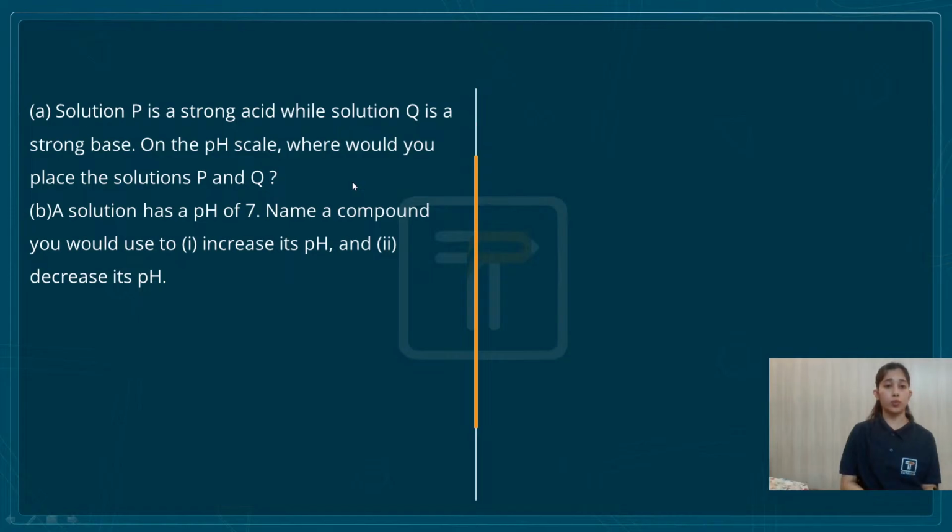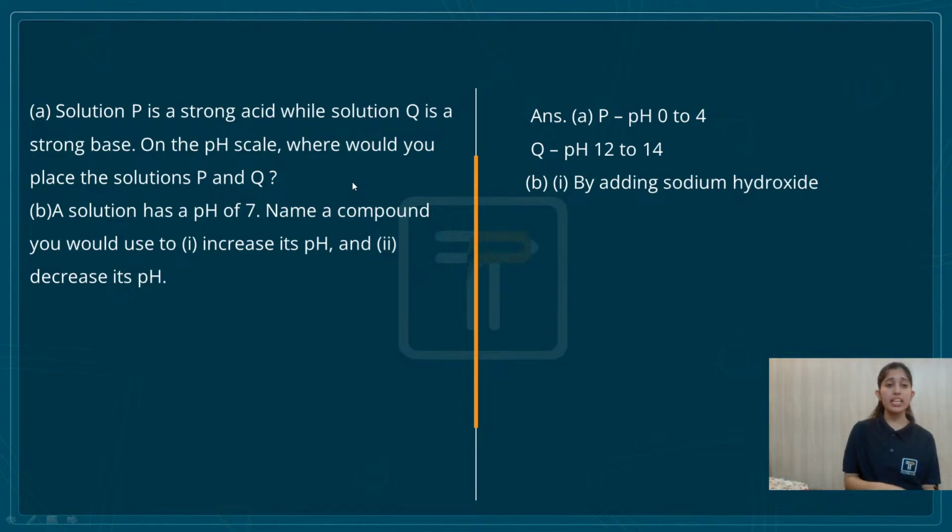Okay, so let's solve the first one. Solution of P is a strong acid while solution of Q is a strong base. On the pH scale, where would you like to place the solution P and Q? As I told you, it is a strong acid, so 0 to 4 में जाएगा. It's a strong base, so 12 to 14 में जाएगा. Okay, next. A solution has a pH of 7. Name a compound you would like to use to increase its pH. Increase करना है. 7 के आगे लेके जाना है. Strong base add कर दो. Sodium hydroxide add कर दो. Decrease its pH. HCl add कर दो. Hydrochloric acid add कर दो.